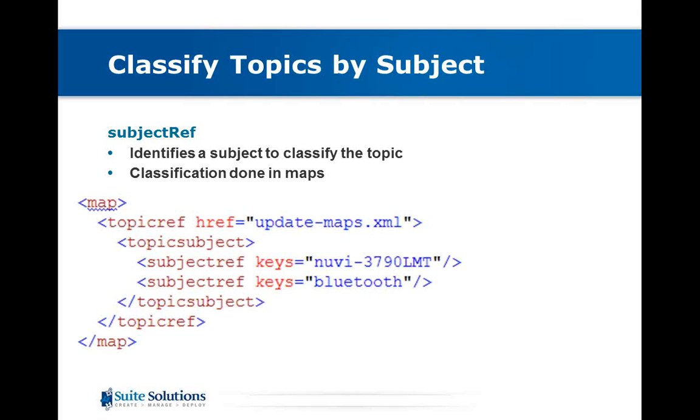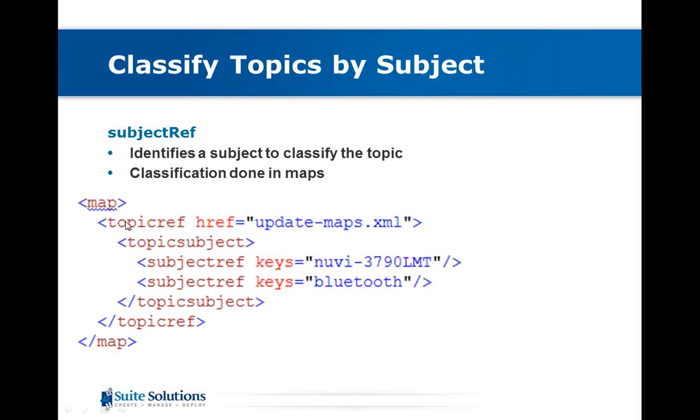Okay, so the next part is we made all those green circles. They're all floating around, and they're all connected with each other in the map and with the relationship tables. Now it's kind of useless unless we can relate it down to our content. So classifying the topics using the subject is using what's called a subject ref. And here you have an example.